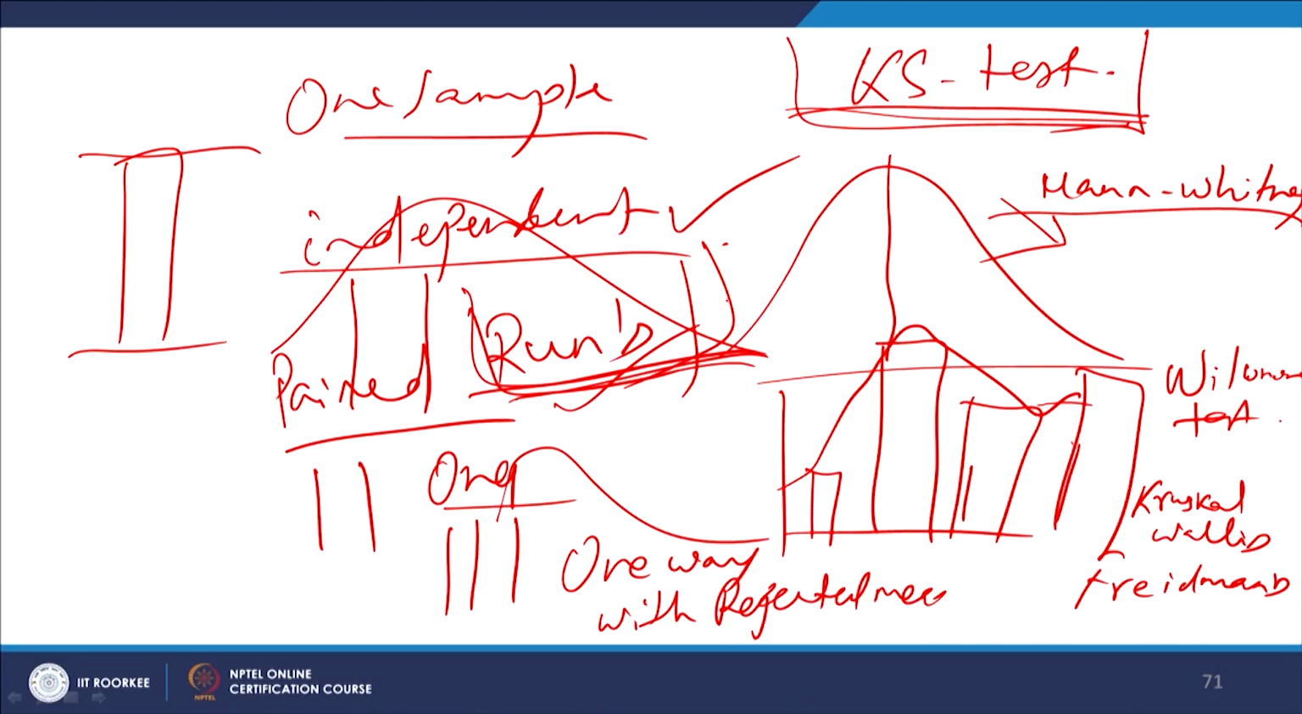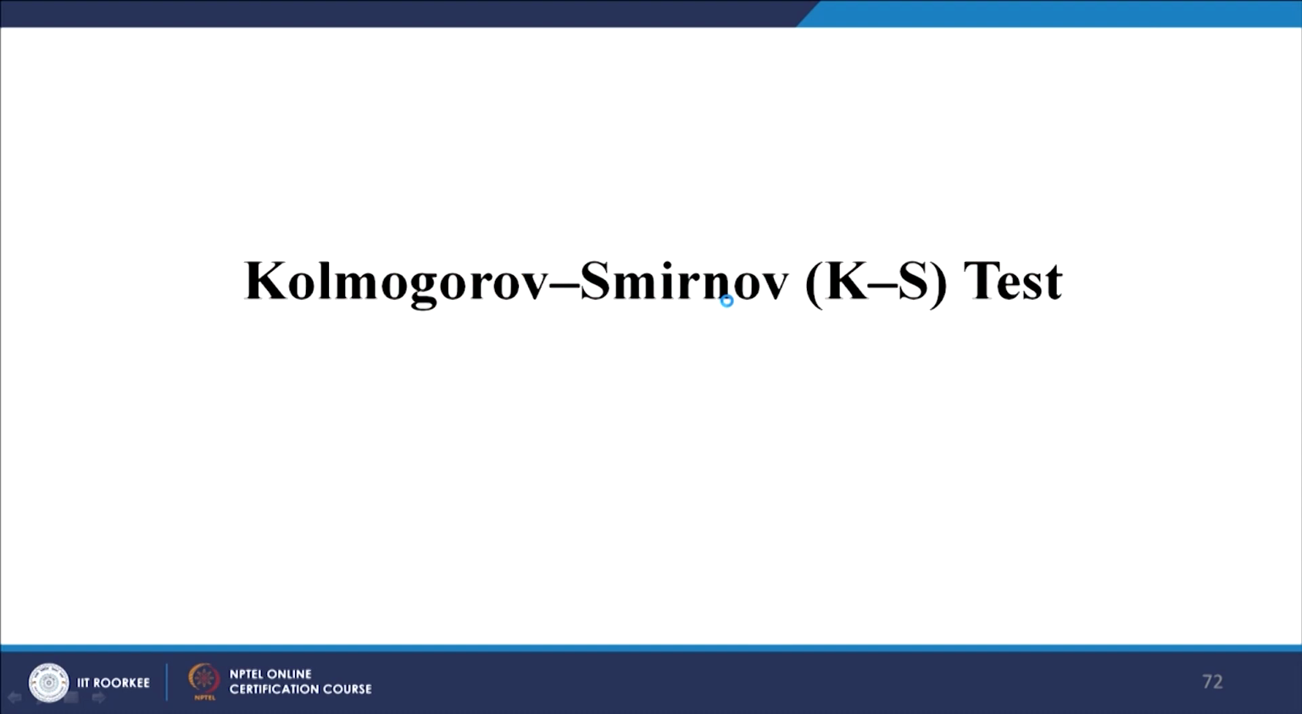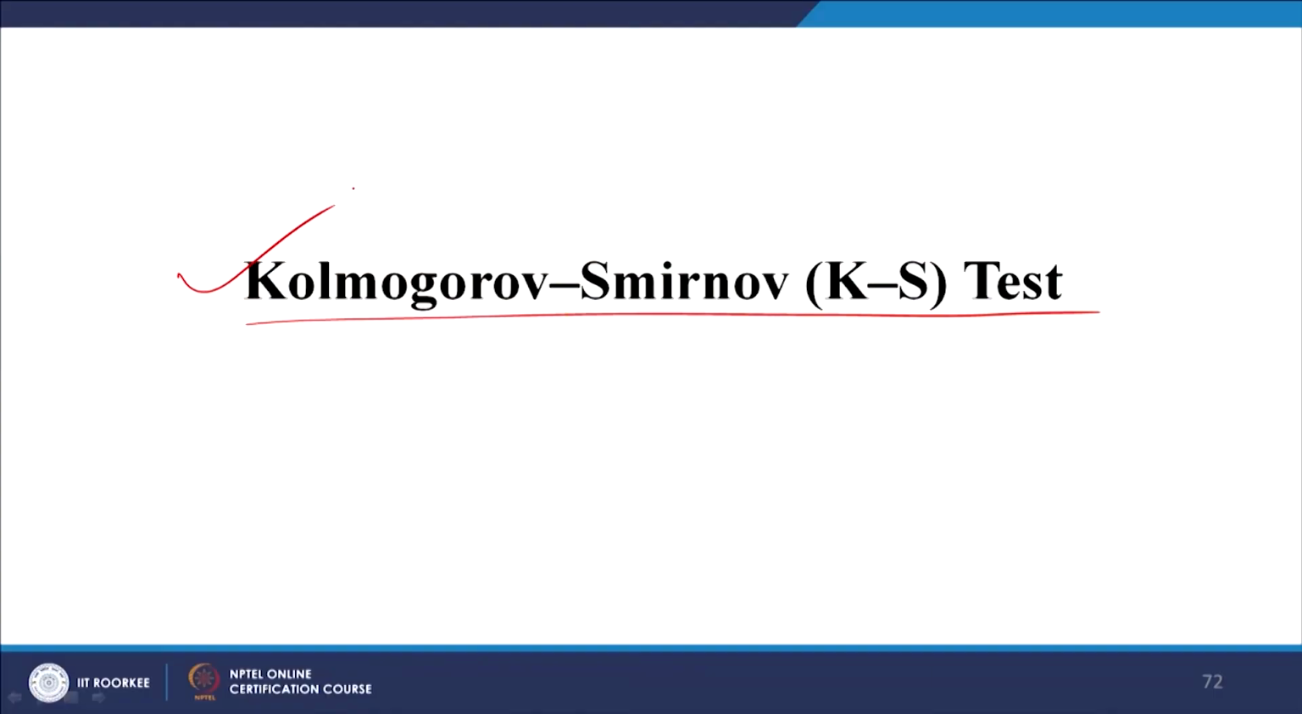So, today what I will do is we will wind up with one of the last tests that I should have done earlier also, but no issues, we will do it now. This is the Kolmogorov-Smirnov KS test. You must have seen this test if you are working on SPSS or any dataset software package. It is always attached with the Shapiro-Wilks test.